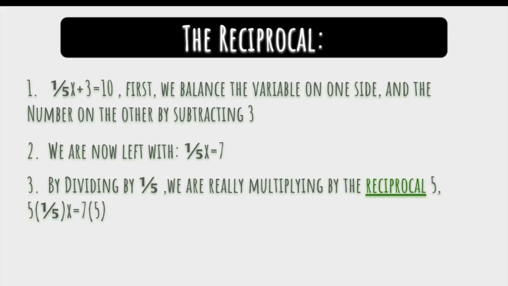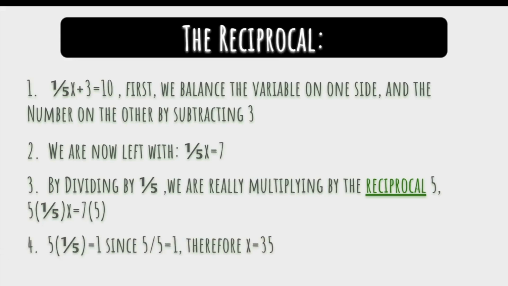By doing that, we're going to multiply the fraction and cancel it out to create 1. And 1 times x is just x. And then we have 7 times 5 on the other side, because what you do to one side, you must do to the other. This leaves us with x equals 35.